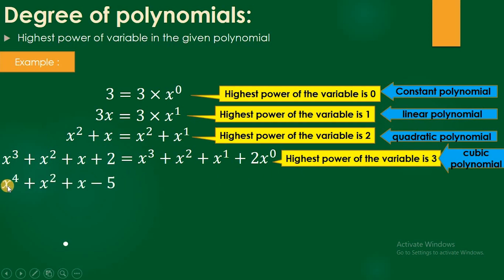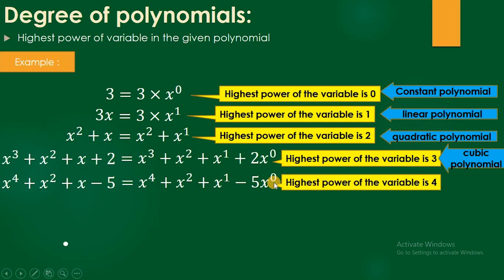And similarly, here we have x raised to the power 4 plus x squared plus x minus 5. It can be written as x to the power 4 plus x squared plus x to the power 1 minus 5 into x raised to the power 0, because any number raised to the power 0 is 1. Therefore, the value of 5 does not change here. And here the highest power of the variable is 4. So such a polynomial we will write as a 4th degree polynomial. We write the highest power, 4th degree polynomial.